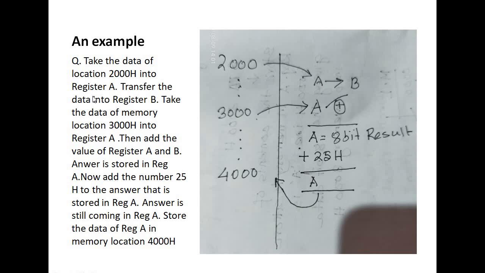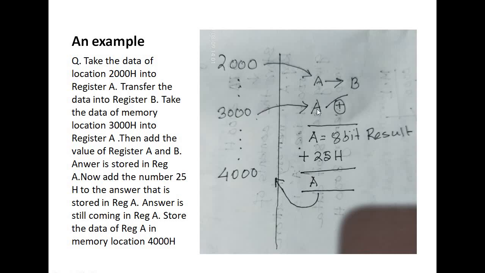Clear? Then transfer the data into register B. So whatever data is there in register A, we will copy it into register B. Then take the data of memory location 3000H into register A. So again in the third step, you have to load the data of the 3000H memory location into register A. Understood? First load the data of the 2000H memory location into A, then copy the data of register A into register B, then again load the data of 3000H into A.